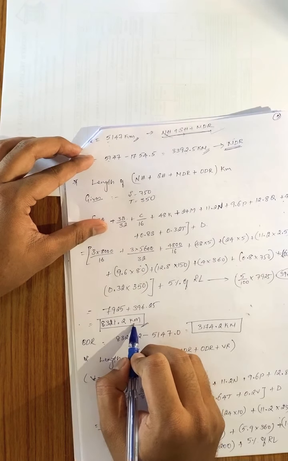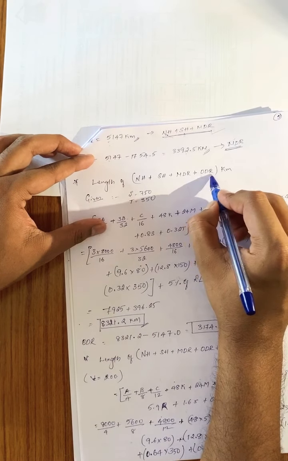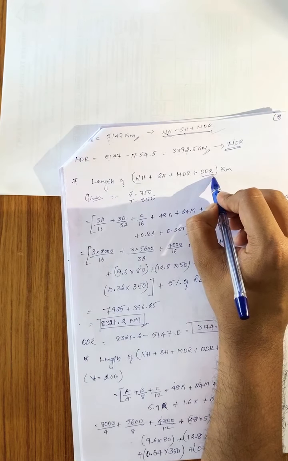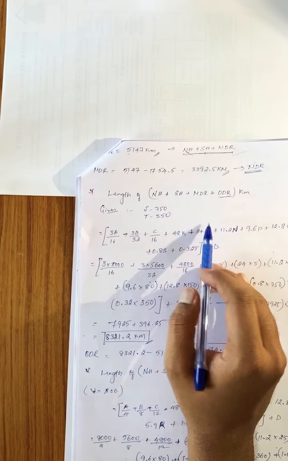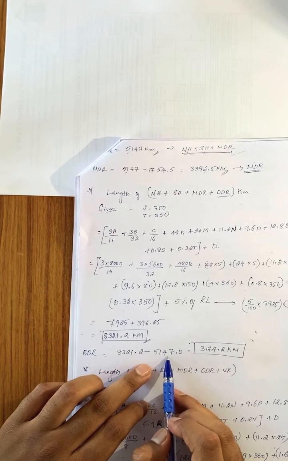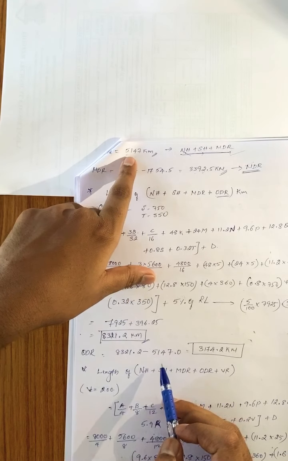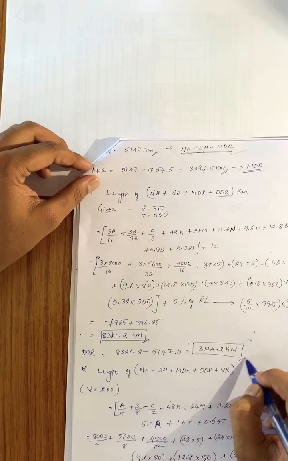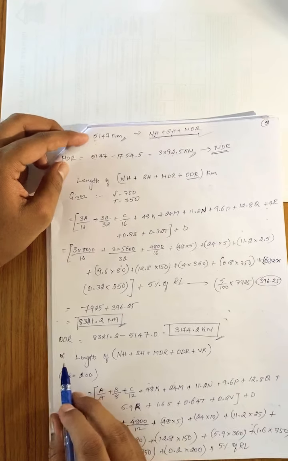So from that total length we have to find out the other district road length, only the other district roads. Already we know the length of the national highway, state highway and major district roads. So the total length should be minus the national highway, state highway and major district roads. We know that the total length of national highway, state highway and major district roads is 5147 kilometers. So ultimately we will get the answer of 3174.2 kilometers of other district roads length.